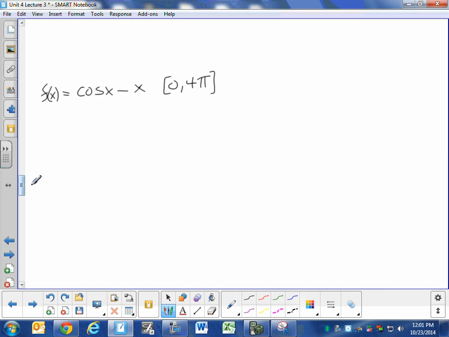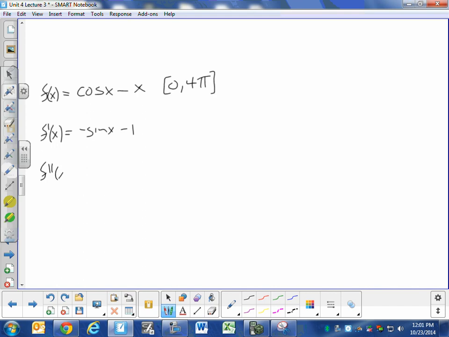We could look at something like this. We're trying to find the concavity between 0 and 4 pi. That's ambitious, but let's see how it goes. So take the first derivative. We get negative sine x minus 1. But we're going straight to the second derivative for concavity. So that is negative cos x is equal to 0. We know cosine is equal to 0 at all the pi over 2's.